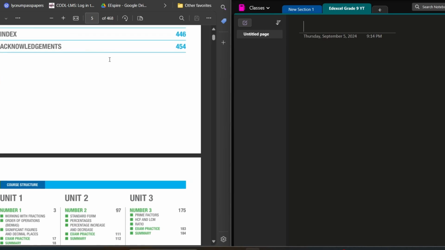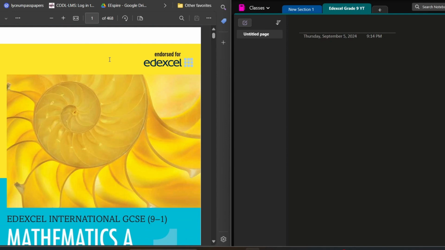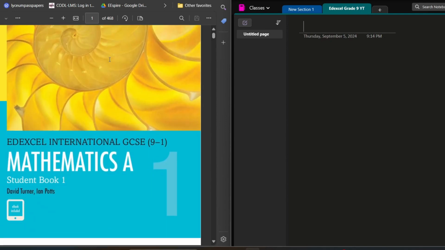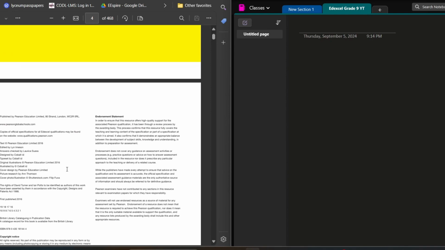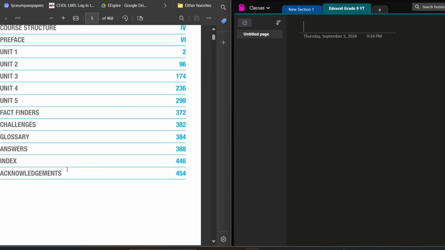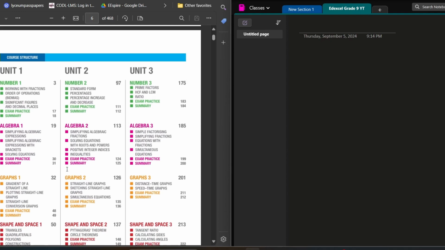This is the book, Mathematics A, Student Book 1. So let's look at the first unit, first lesson. In this first unit, you can see we have 4 lessons. The first one is number, then algebra, graphs, and shapes and space. Let's start with the first lesson, number 1.